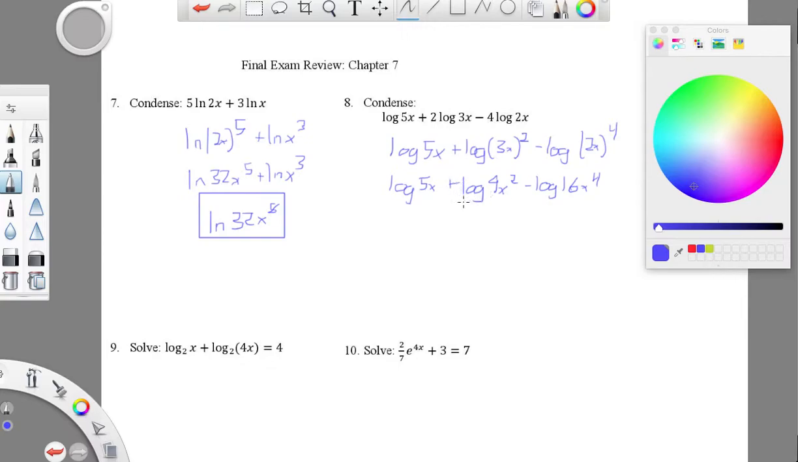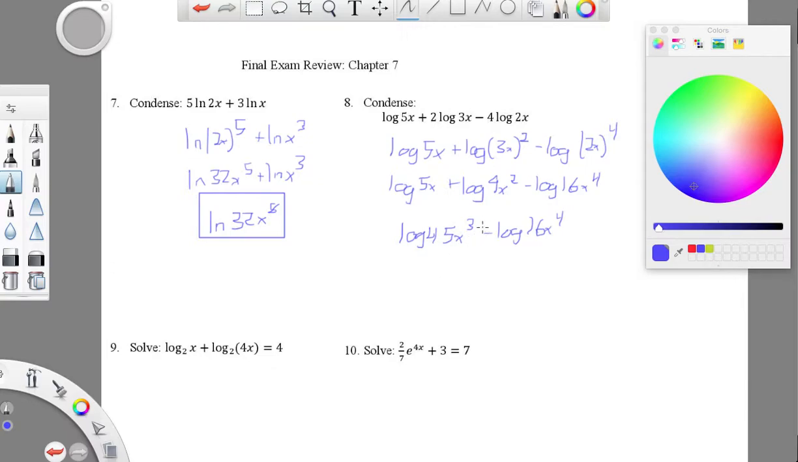Now when I add these together, remember I can write that as the product, so it's going to be the log of 5 times, oh sorry, this is 9. Can't read my own handwriting. 5 times 9, which is 45, x to the 3rd. And I'm not going to touch this log 16x to the 4th, only because I'm going to take each property one at a time. I can do this all in one clump, but it can easily be confusing.